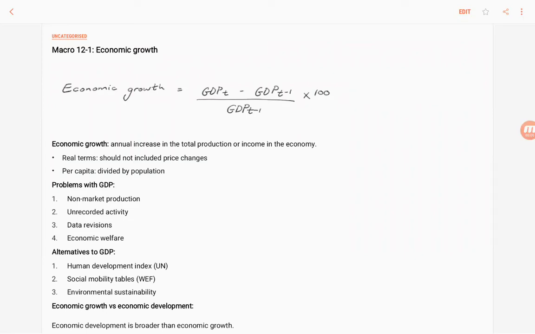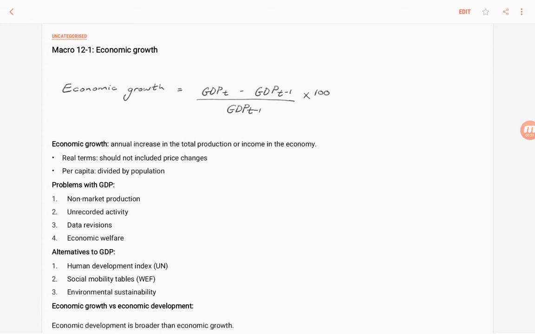In this video, we will look at economic growth. Economic growth is measured by taking GDP of this period minus GDP of the previous period, divided by GDP of the previous period, times 100. Economic growth is therefore the annual increase in the total production or income in the economy.